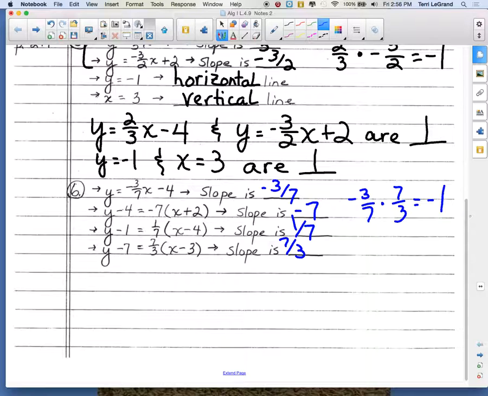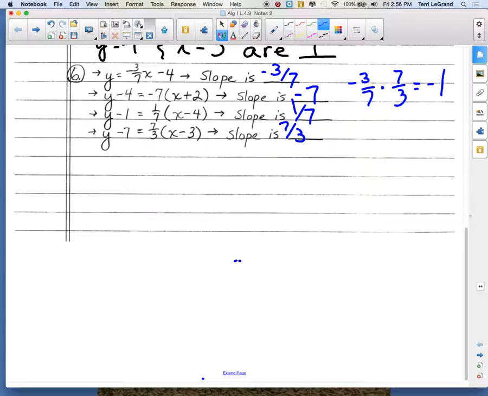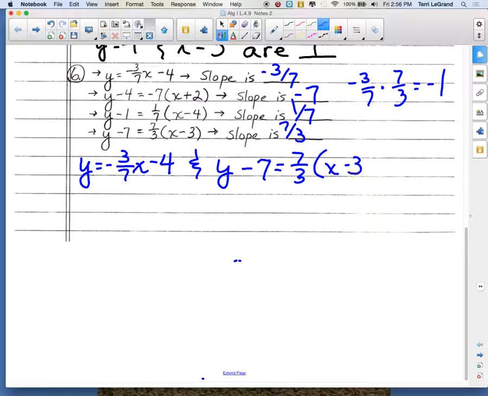So before we try to see if there are any others, we're just going to write down that that was the first one and the last one. So y equals -3/7 x minus 4, and y minus 7 equals 7/3 times x minus 3 are perpendicular. Okay, do you think any others are, or is that the only pair?